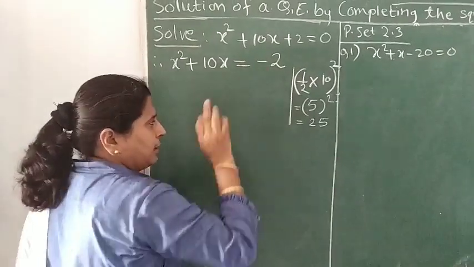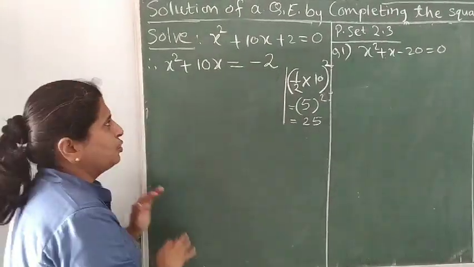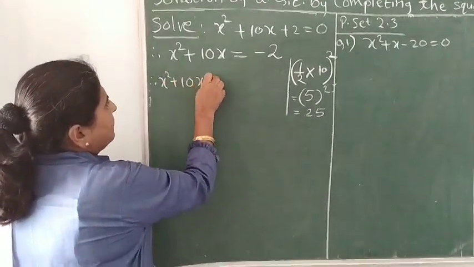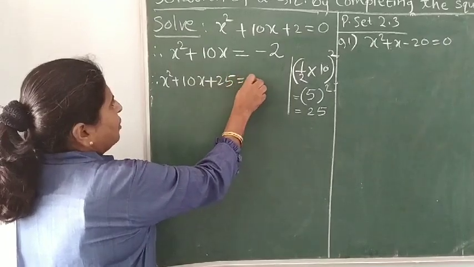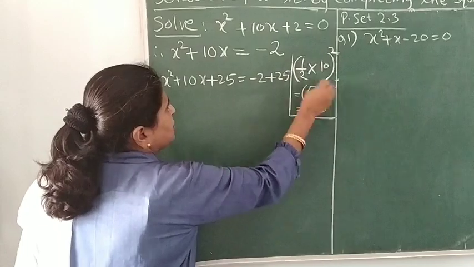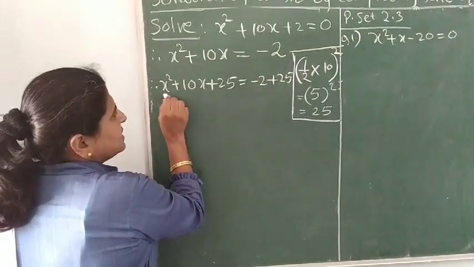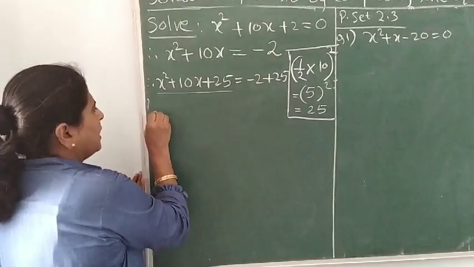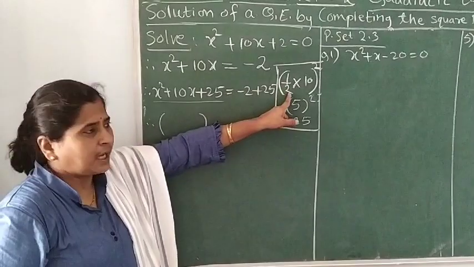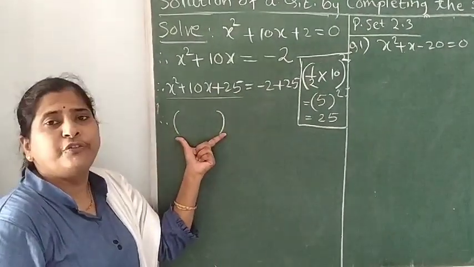You can write it as adding 25 on both sides or you can write directly also, no problem. So, therefore, x square plus 10x plus 25 is equal to minus 2 plus 25. We have added this plus 25 on both sides. Now, because of adding this, the trinomial has to become a perfect square. Now, here one more tip. This is one tip: how to get this number. And now, this trinomial is the square of which binomial?